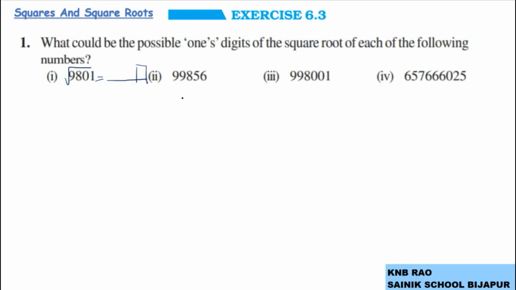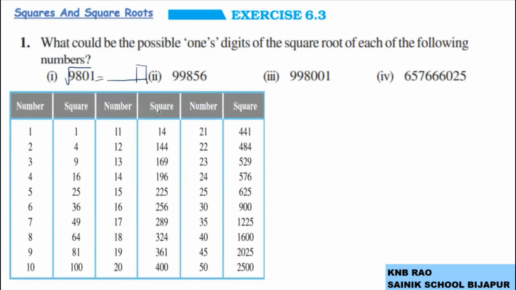Now we learned one property in the square of a number. That property you have to recollect. For that, first let me give you a table containing a number and its square. Try to observe the units place digits. Square of a number ending in 1 ends in 1. Square of a number ending in 11 means 1 only. So the square of a number ending in 1 ends in 1.